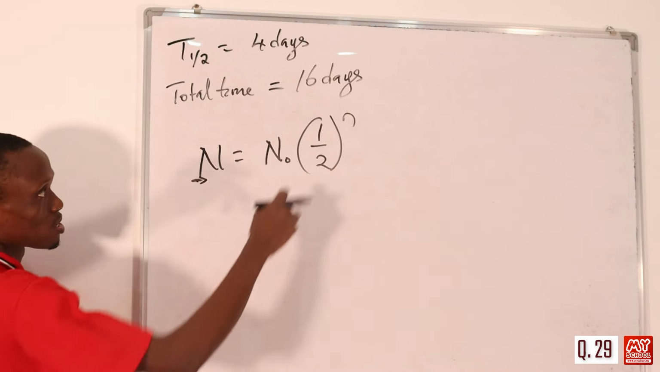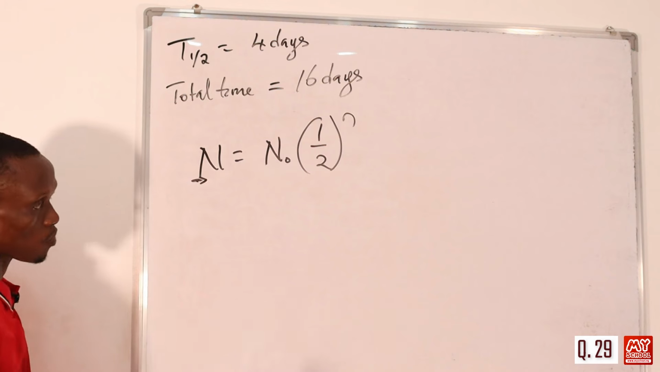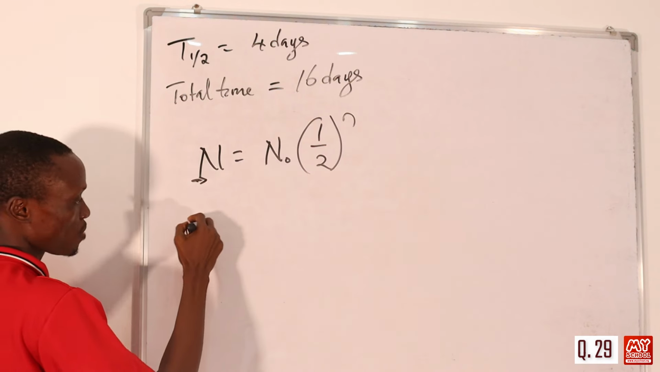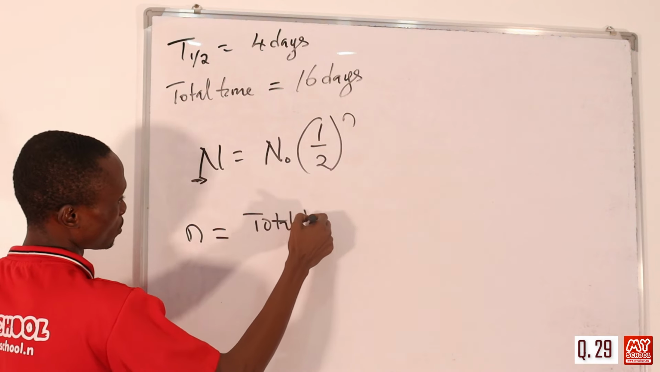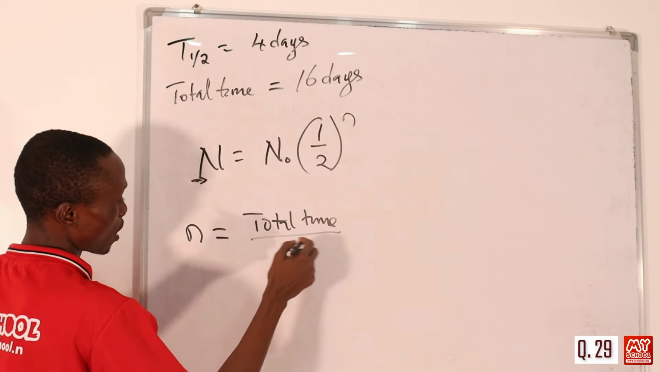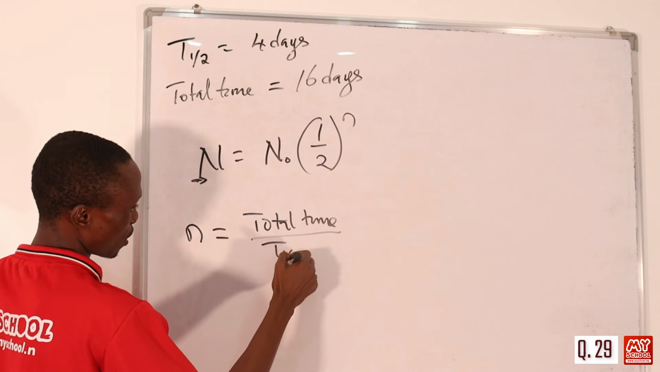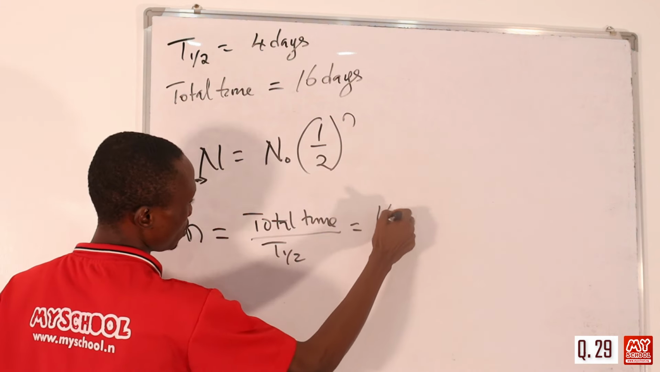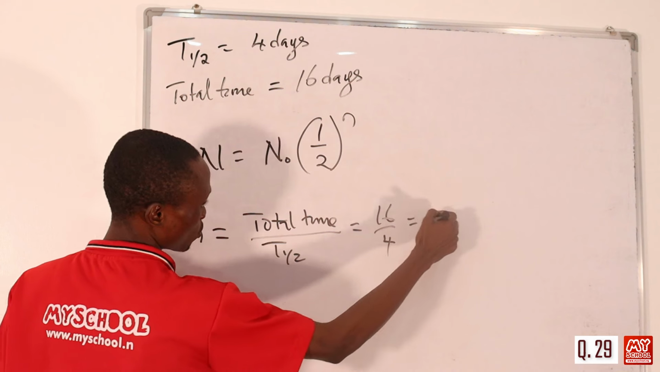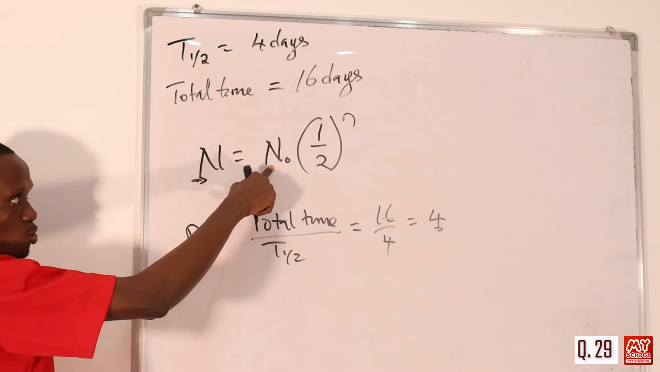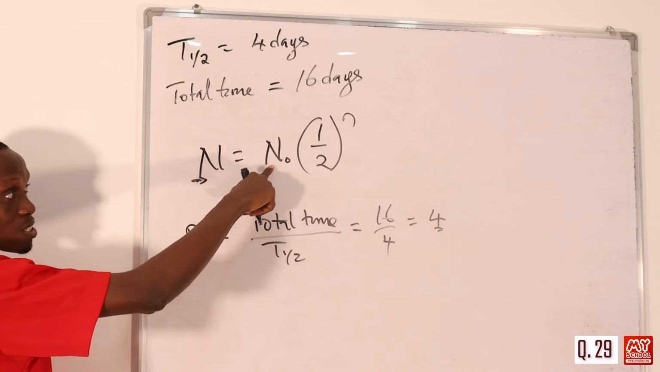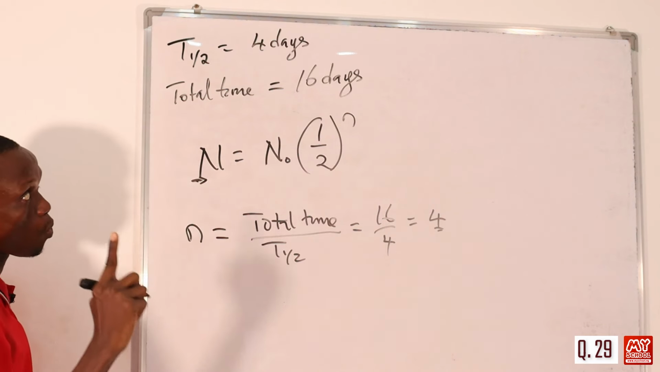In order to do this, let's first calculate the number of half-lives. The number of half-lives, small letter n, equals total time over half-life. So this will be 16 divided by 4, and that will be equal to 4. Now remember that our N naught, which is the original mass of the radioactive substance, is 1. It's assumed to be whole.